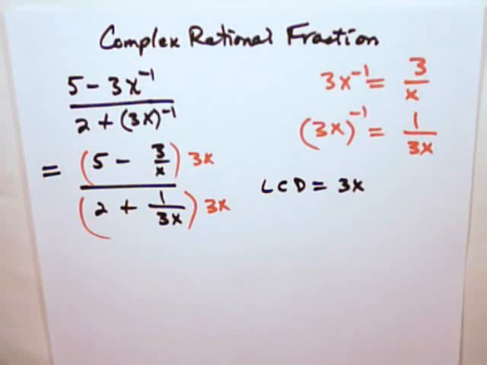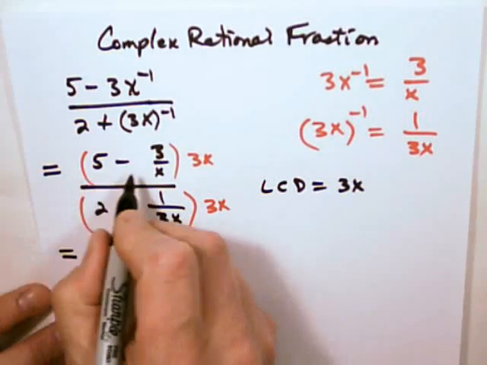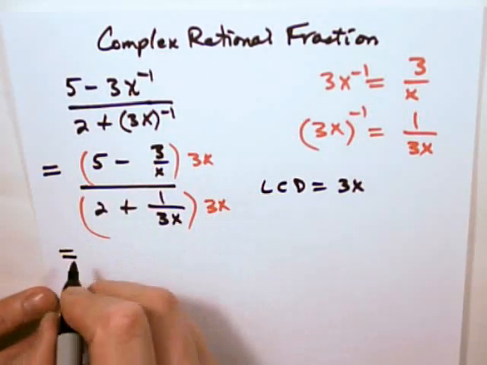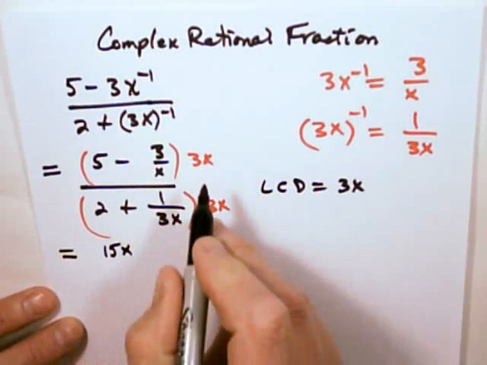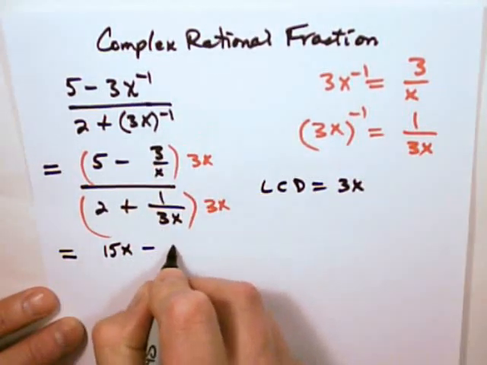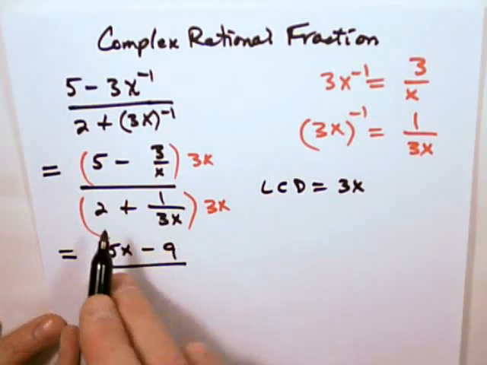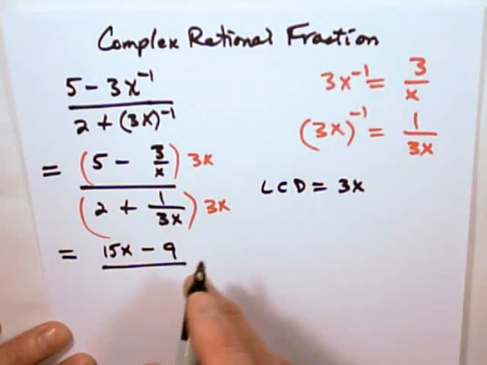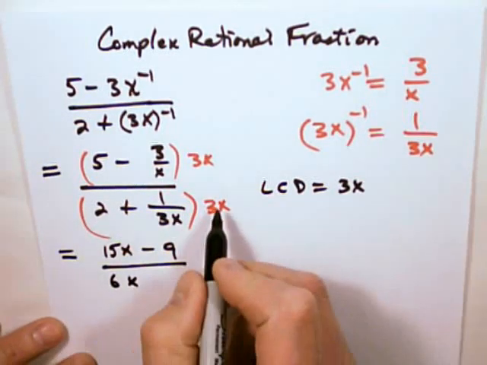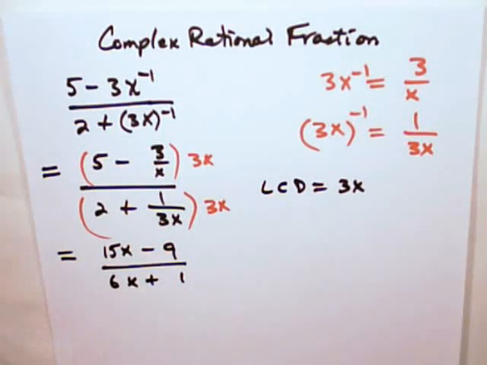Okay. Use the distributive property on both the numerator and denominator to simplify those, and here's what we get. Let's see, in the numerator, I'm going to get 15x. The x is going to cancel with the x there, so I'm going to get 15x minus 9. In the denominator, use the distributive property again. I'm going to get 6x. And this time the 3x is going to cancel, and the whole thing is going to reduce down to 6x plus 1.